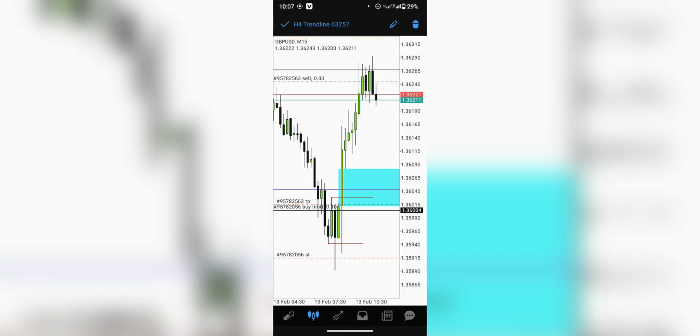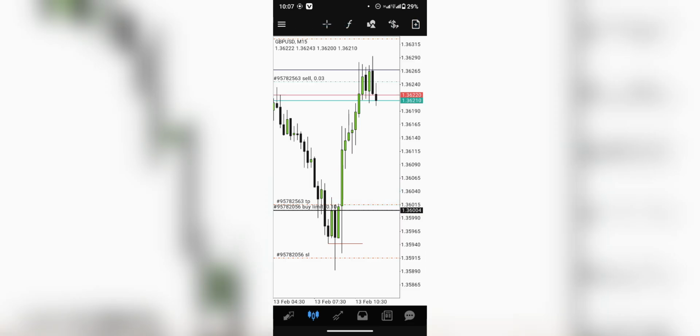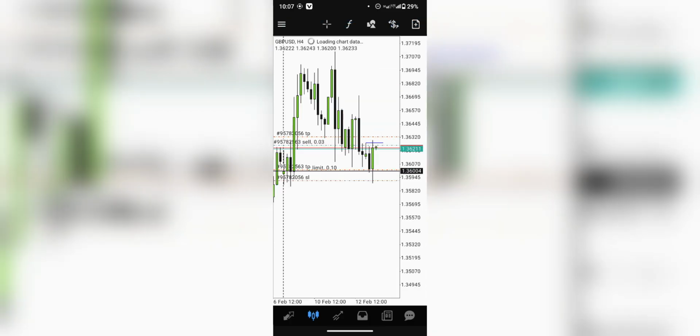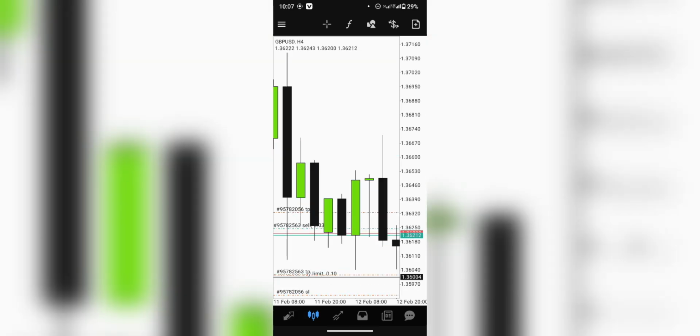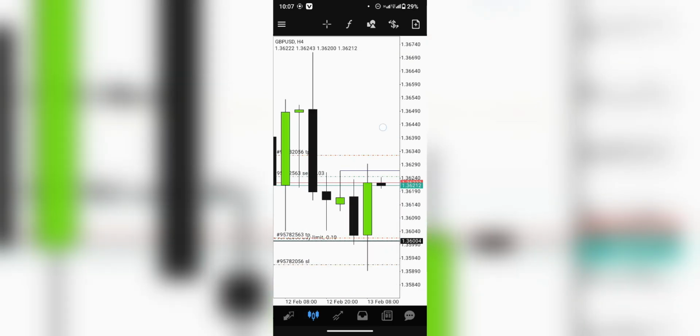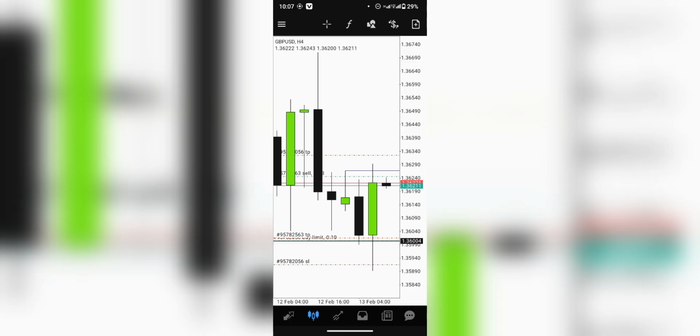Let me take these lines off and then show you another thing. Okay, so you'd notice also that if we look at this thick blue line as an area of buy side liquidity, price has taken buy side liquidity. I want to explain why I took this sell trade over here, and also with very minimal lot size.